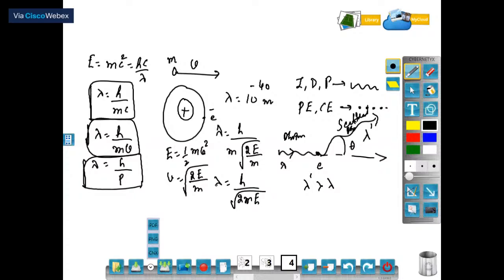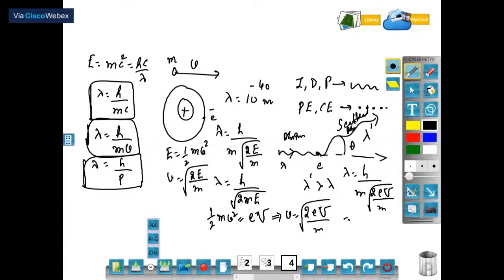And if the particle has been accelerated by applying an external potential, then the kinetic energy, as I was using a couple of minutes back, is eV. So v is the square root of 2eV divided by m. Substituting this value of small v in the same equation, lambda is h upon m into the square root of 2eV divided by m. This can be written as root m into root m. Finally, lambda is h upon the square root of 2m into small e into capital V. This is in terms of potential.